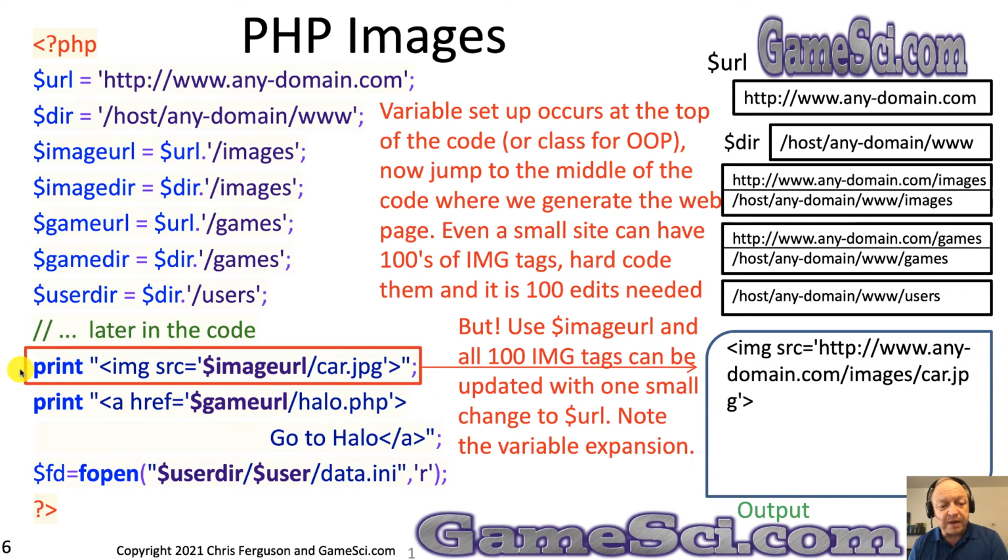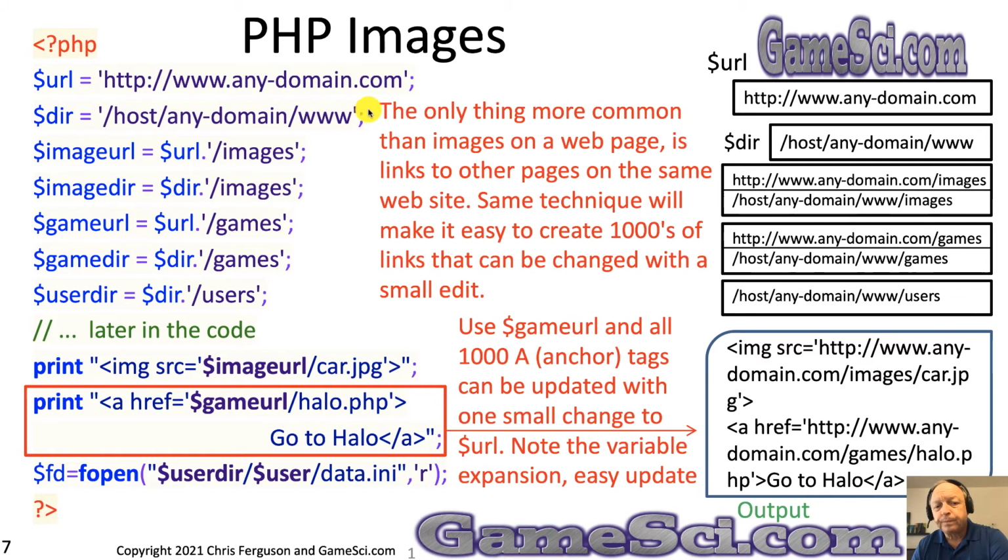Note the variable expansion that is happening here. I'm going to print my image tag. Inside of double quotes here, $image_URL will expand to the full address specified by $URL and $image_URL. If you go ahead and look at the output, you can see the full web page domain is listed, then the subdirectory where my images are located, and finally the name of the file. Super easy to make changes if later on I change my directory or my host name.